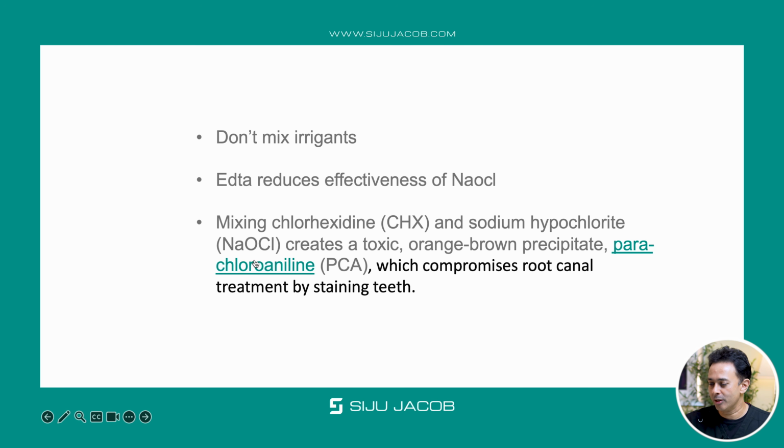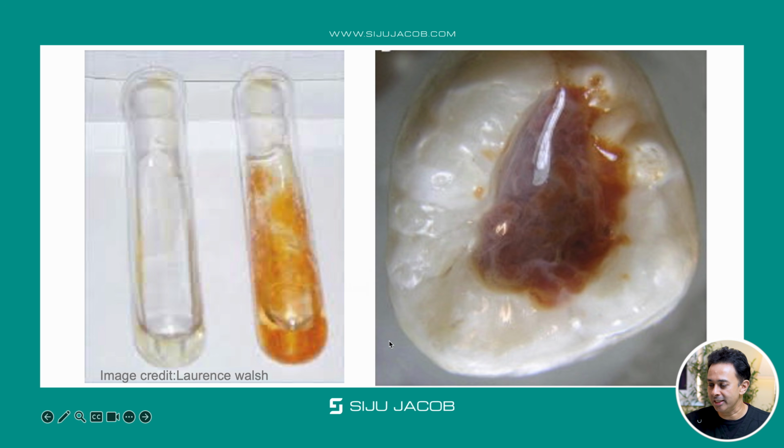And there's a reason for that, especially sodium hypochlorite and chlorhexidine. If you mix these two together, you get a really thick reddish precipitate. It's called parachloroaniline, PCA, which compromises root canal treatment by staining teeth. This is how it looks. This is hypochlorite. And you add chlorhexidine, it turns orangish, brownish like this. And once it turns like this in the canal, it stains the dentine and it's almost impossible to remove. It's an absolute nightmare. So you don't want to do that.